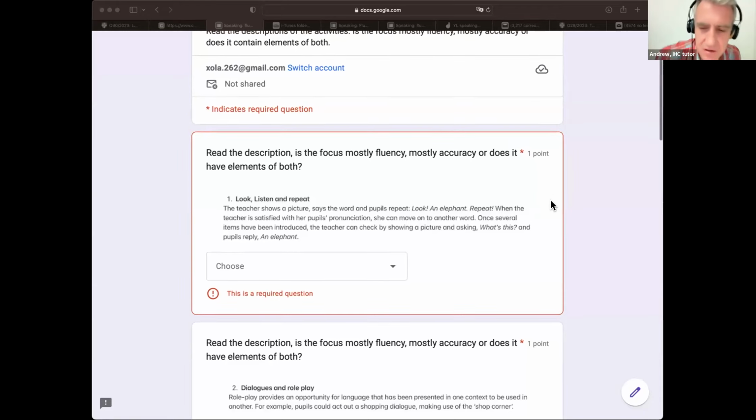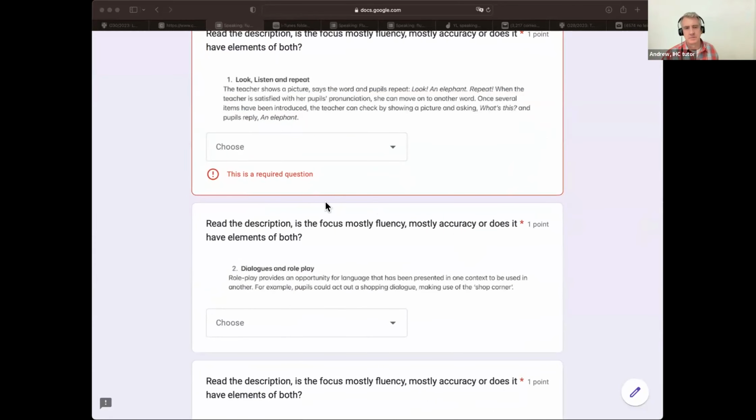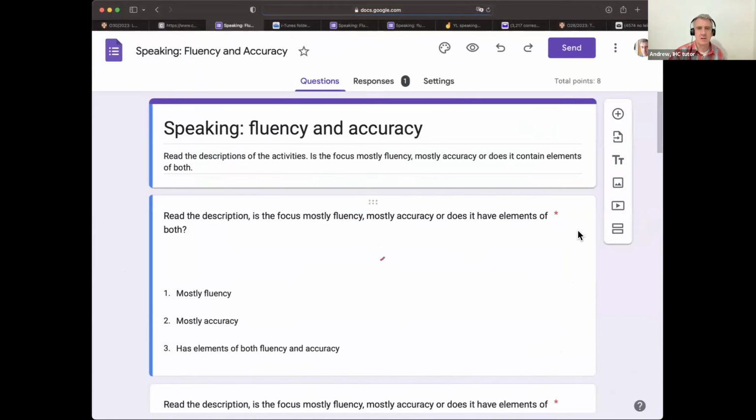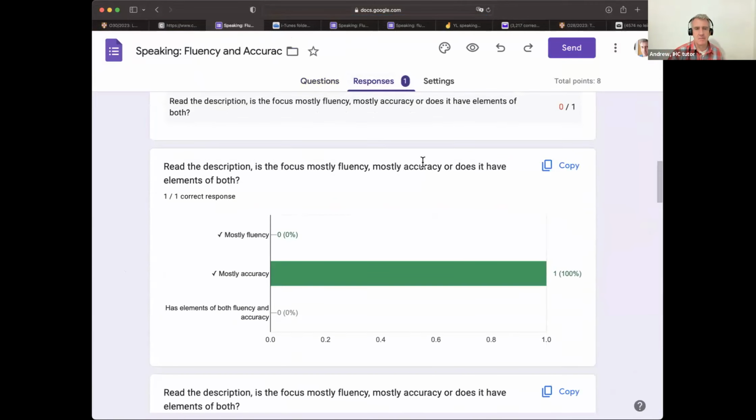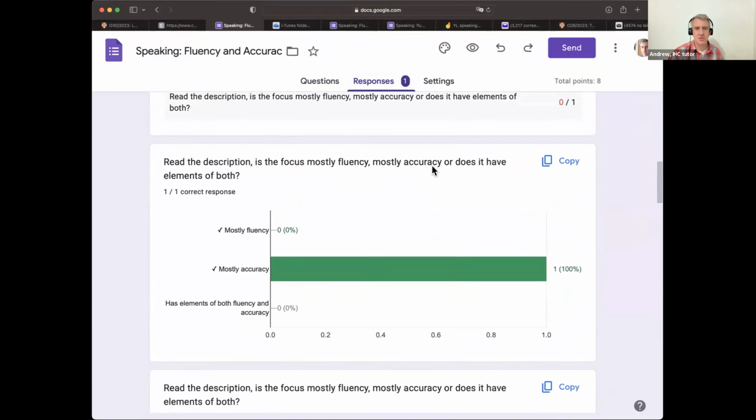All right, well, let's check your answers, shall we? I think it's sufficient if one person has submitted, so responses, here we go, let's have a look. Yes, the first one is correct. Well done, Paula. It's mostly accuracy, yeah? It's pretty controlled, isn't it? Doesn't allow much for creativity. Yeah, it's like controlled practice of pronunciation, isn't it?